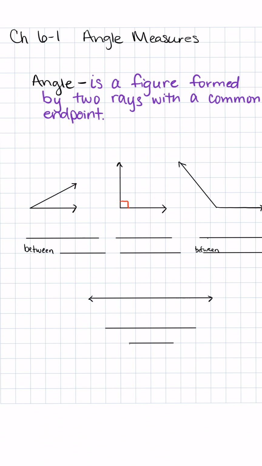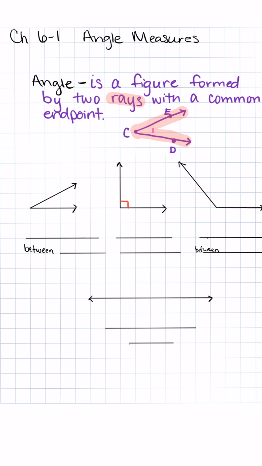So if this is the common end point and we have a ray coming out this way, we're going to name that ray E. This ray is going to be C, and this ray is going to be D. And this is angle 1. Okay, so these that are coming out, let's do them in red. These are rays.